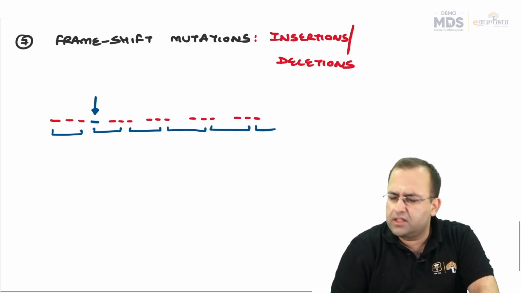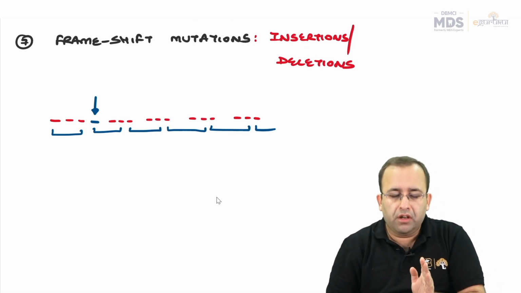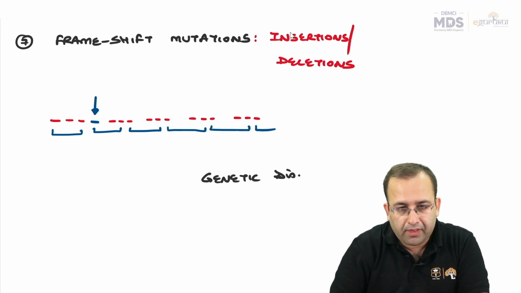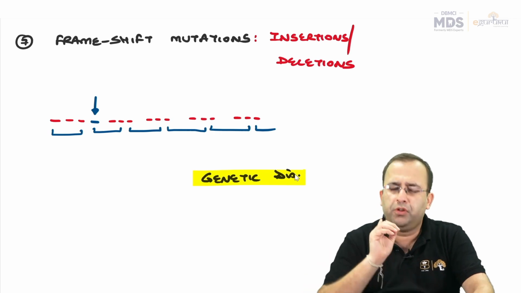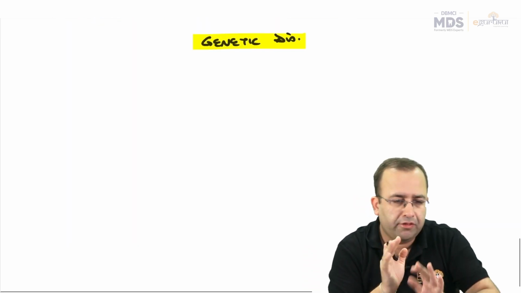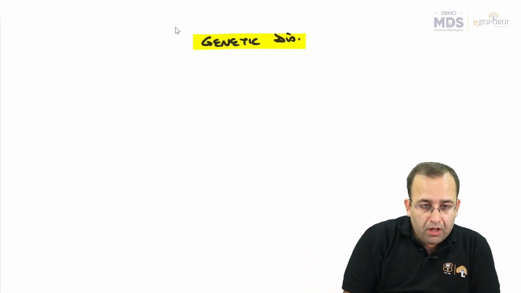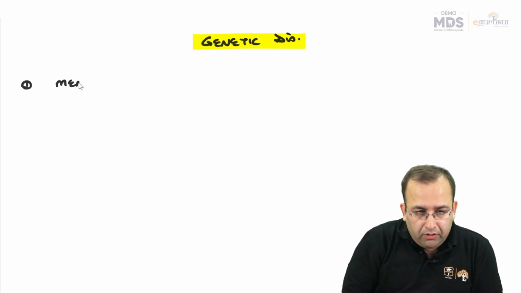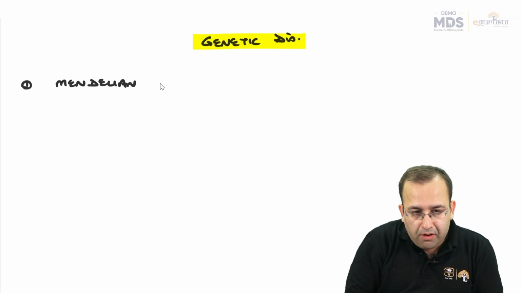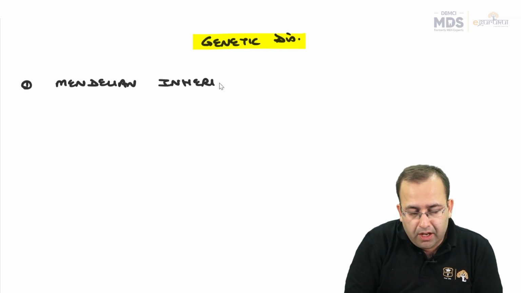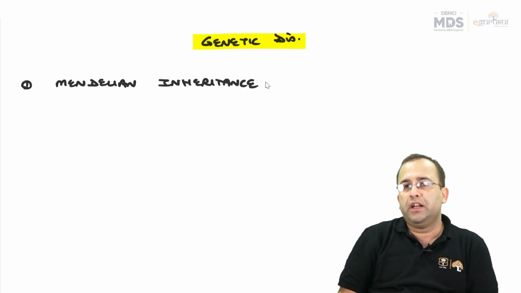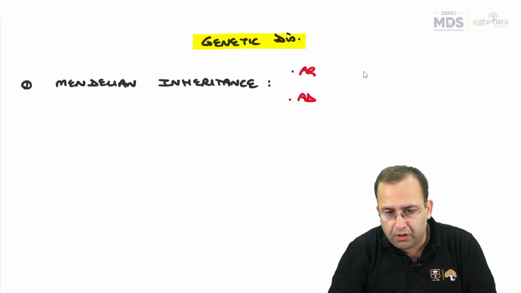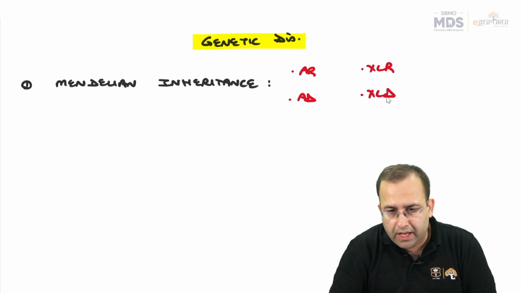This is usually not asked. This is where we actually start with our topic, genetic diseases. Very, very important. It is totally understanding based. Once you get a hang of it, we'll be very comfortable. We can divide genetic diseases into 4 main categories. First is Mendelian inheritance, which is of further 4 types: autosomal recessive, autosomal dominant, X-linked recessive, X-linked dominant.